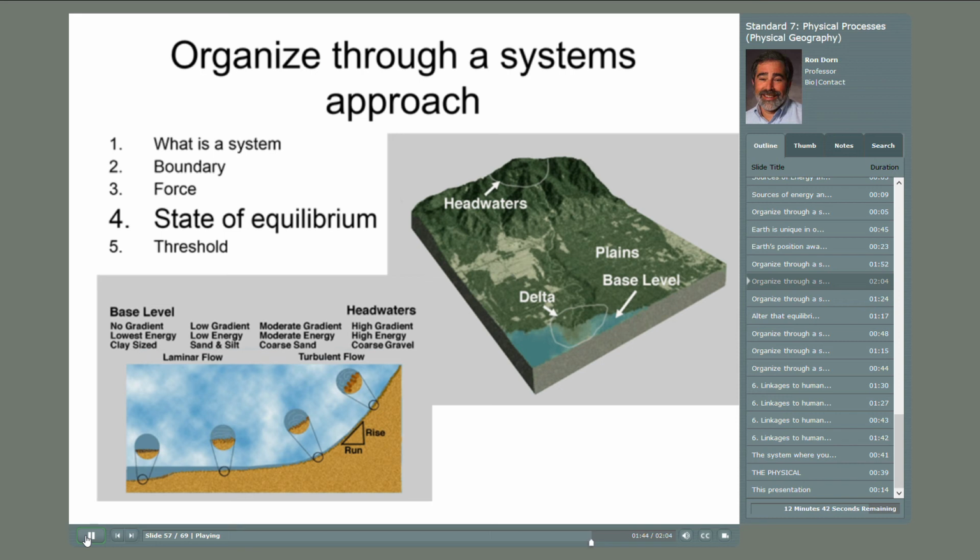Equilibrium can be interrupted. You can build a dam and interrupt the equilibrium. You can have a flood and interrupt the equilibrium. But the state of equilibrium is what a lot of systems tend towards. And so if you think about the balances or the equilibrium, it explains the general pattern you see from headwaters to plains to deltas at base level.